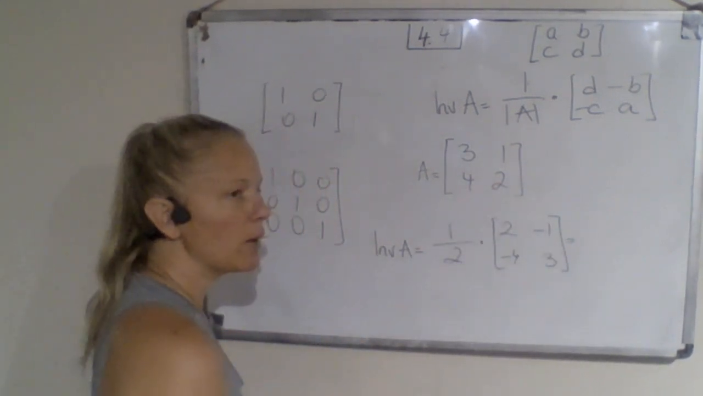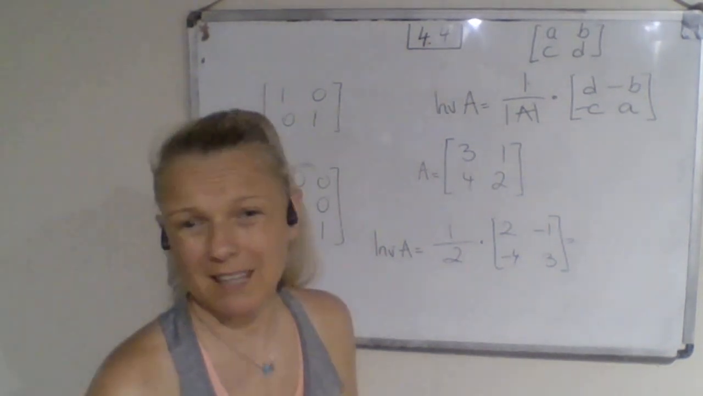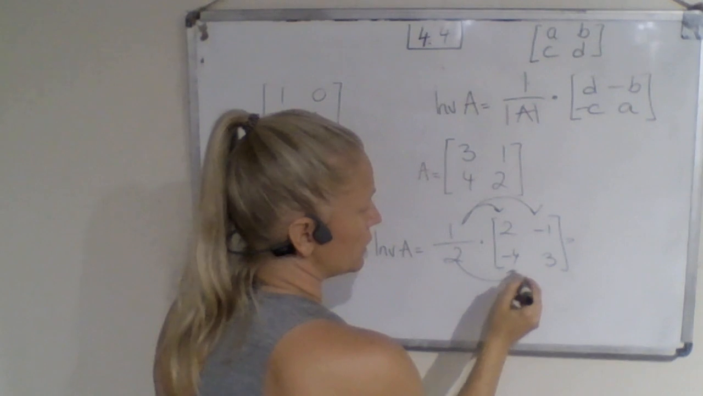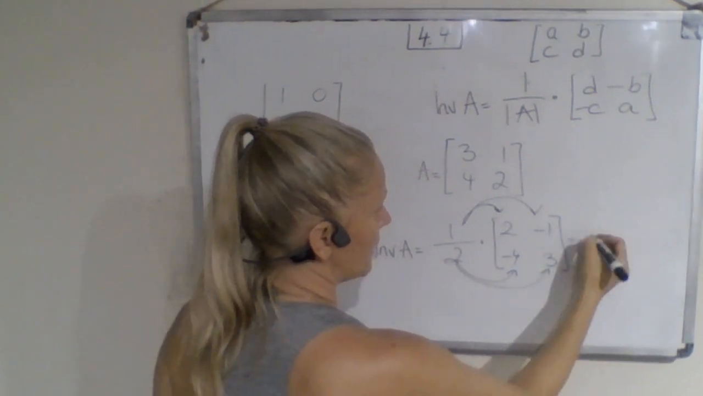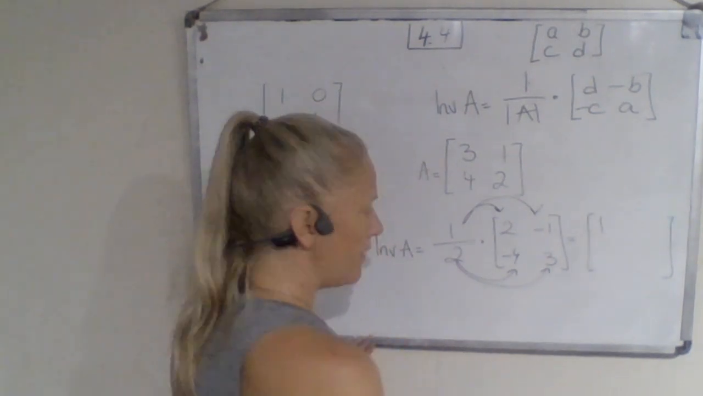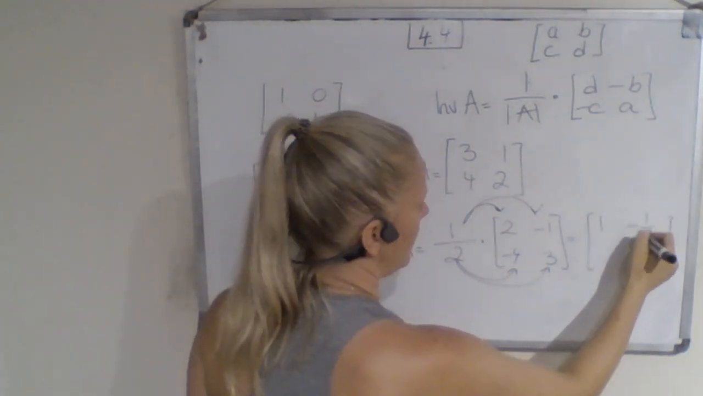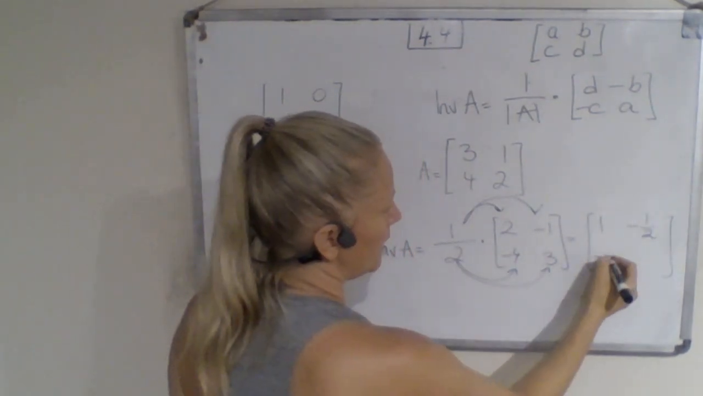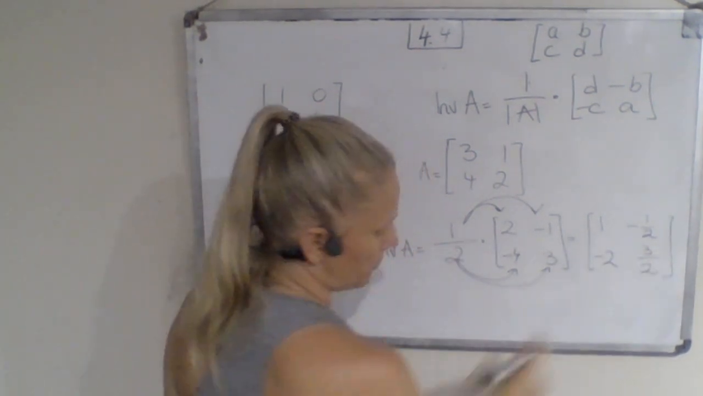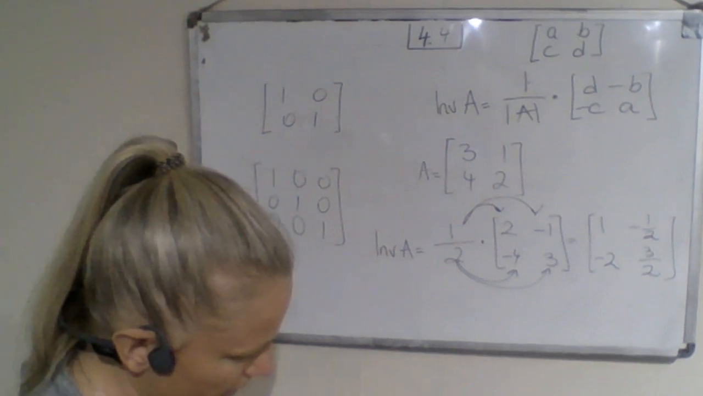And then remember how we multiply a, what did we call that? Just a number on everywhere. We just distribute it to each one of them. This becomes half times 2 gives me 1. Half times negative 1, negative 1 half. Half times negative 4, negative 2. And half times 3, it's 3 over 2. And we got this thing out of here, right?